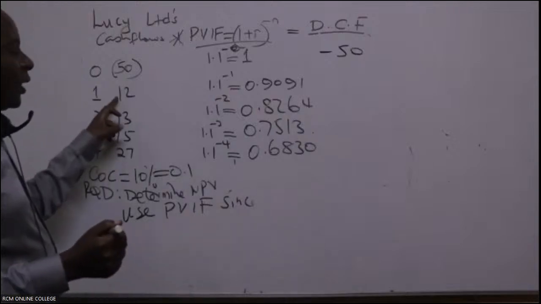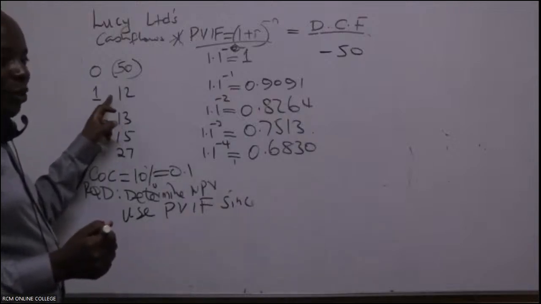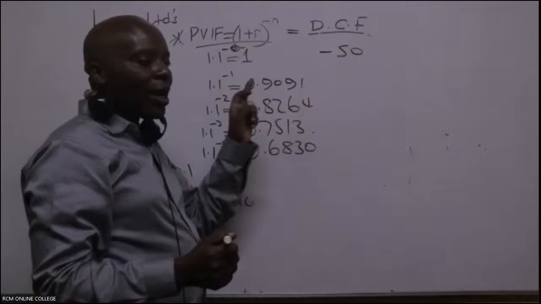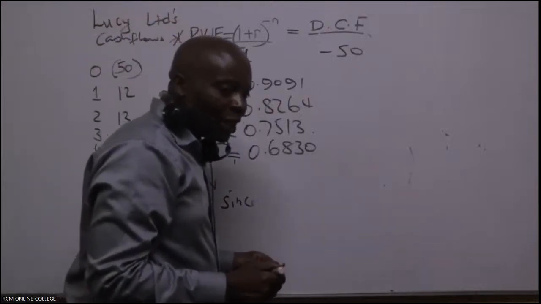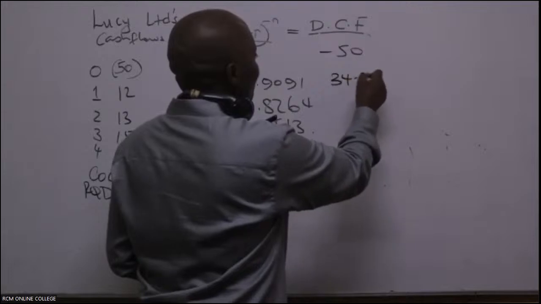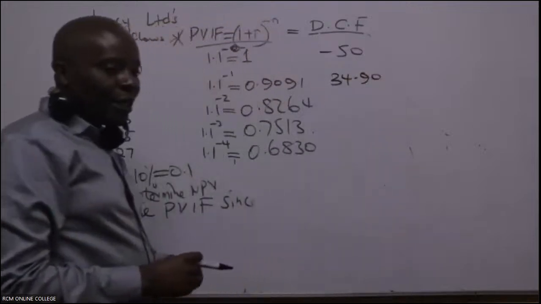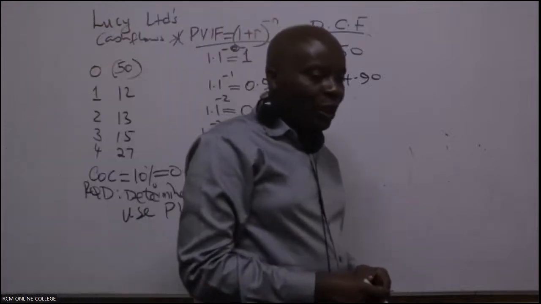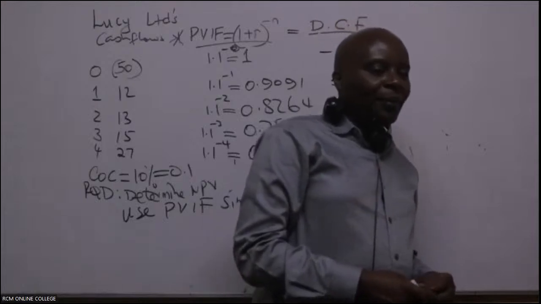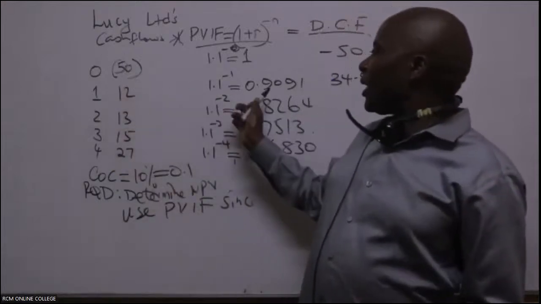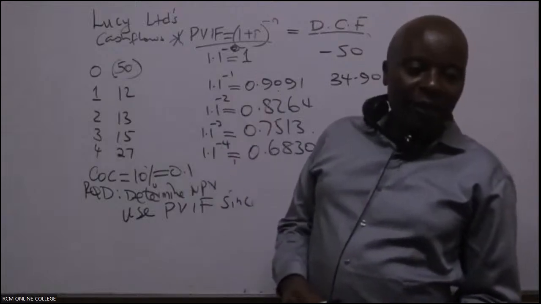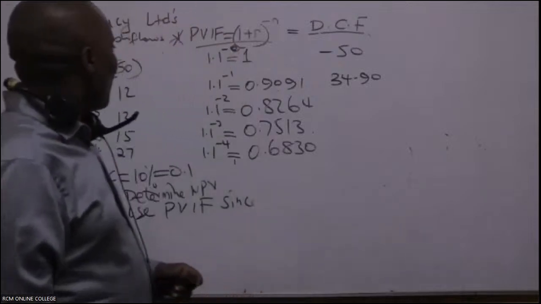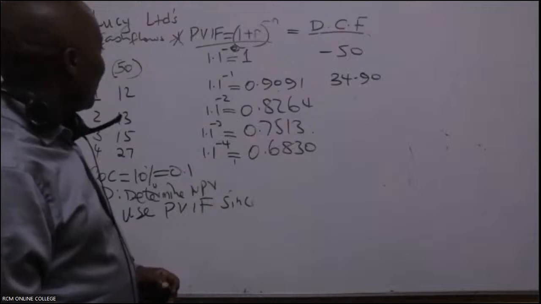How about the second one? What do we have in the second one? 12 times 0.9091. We have from Lucy Allen 34.90. Please confirm whether this figure is correct. I would want to hear from many students. Is that figure correct? That is 12 times 0.9091. It can't be 34, that is too huge.